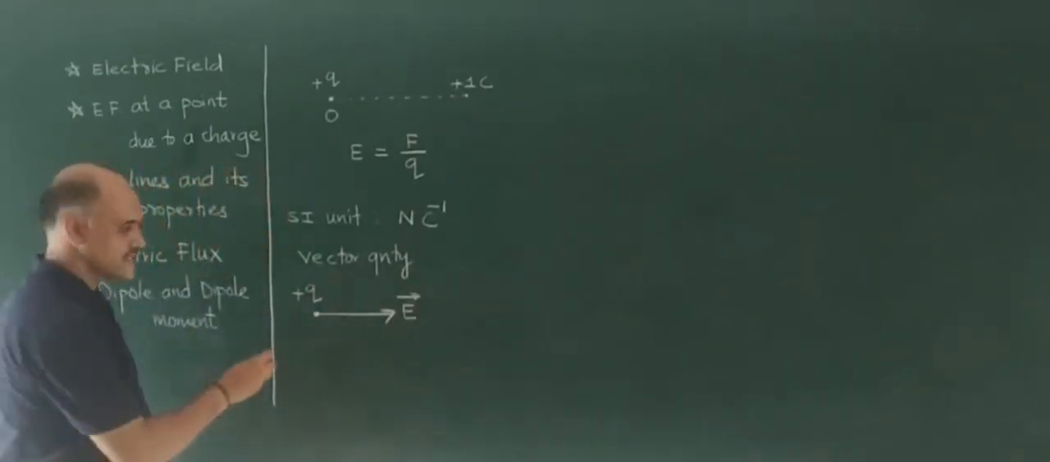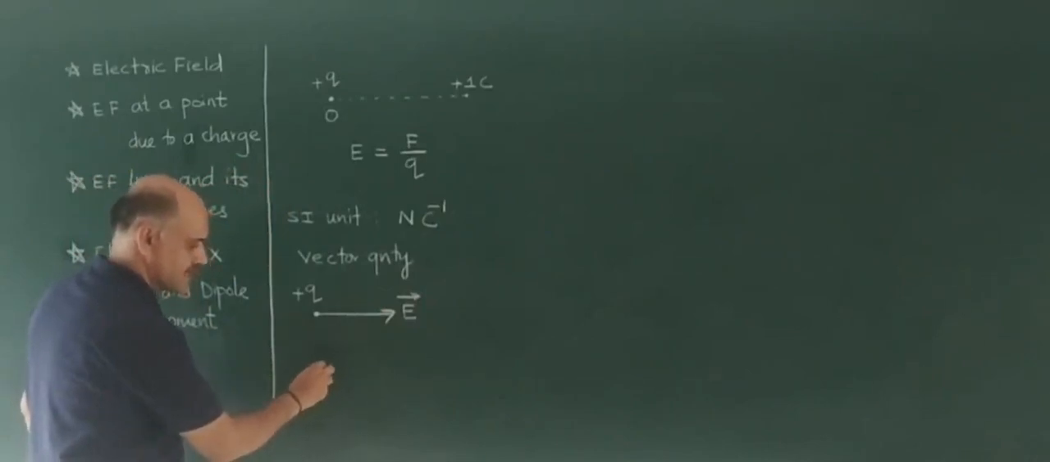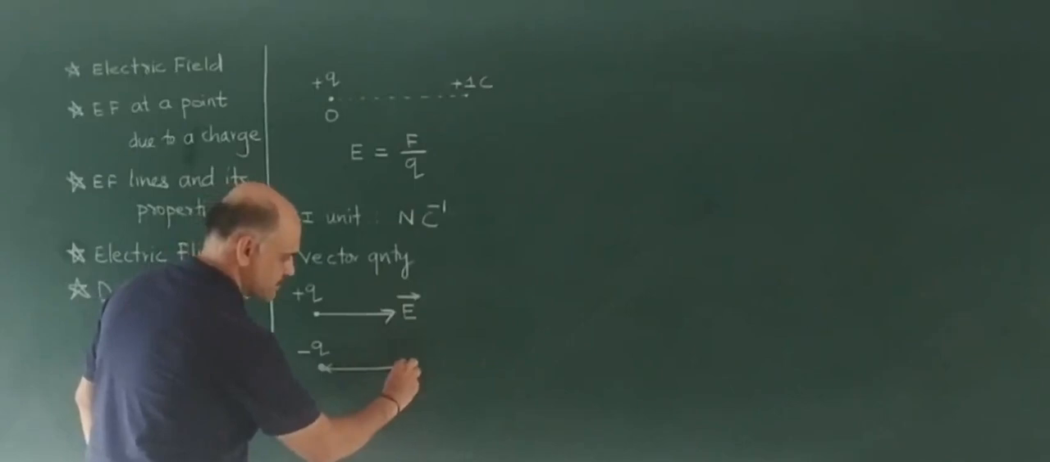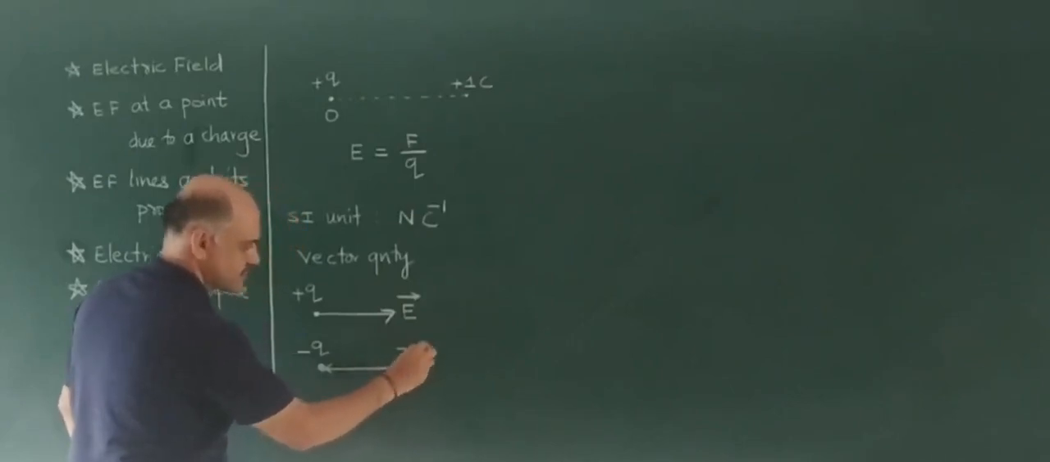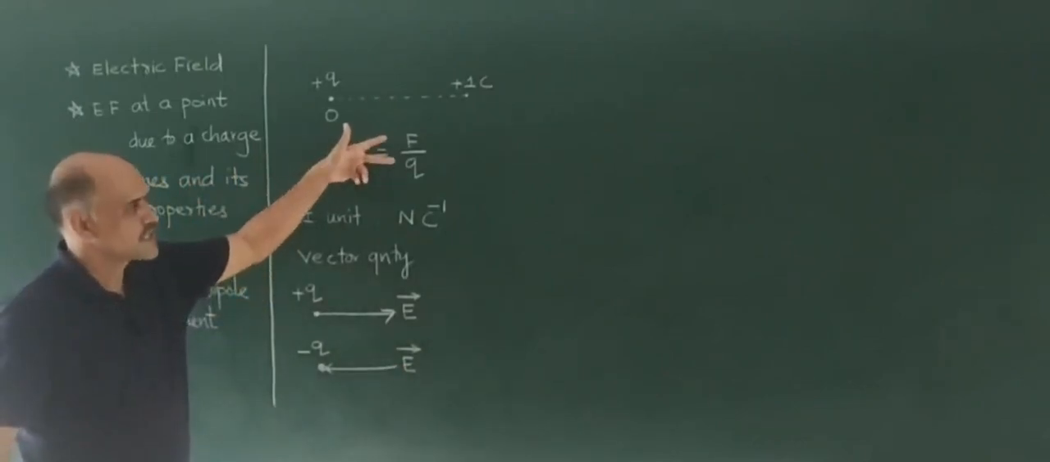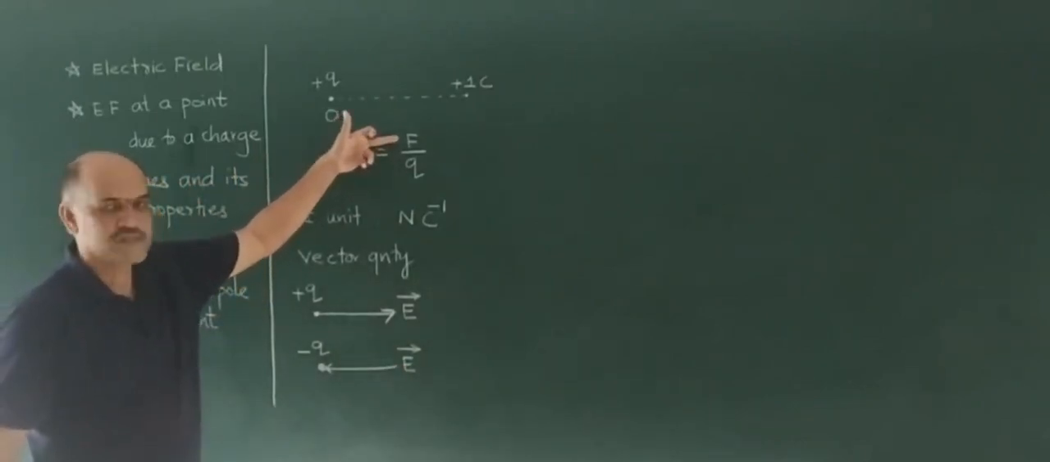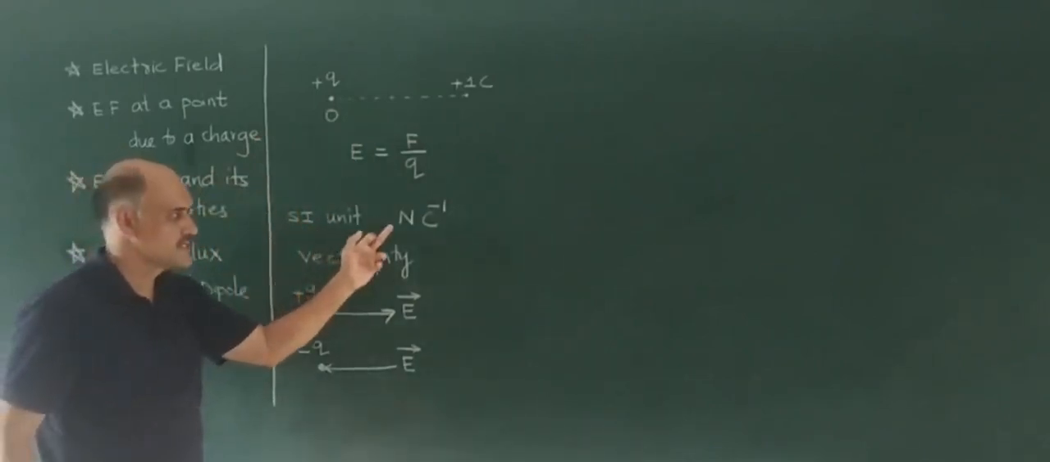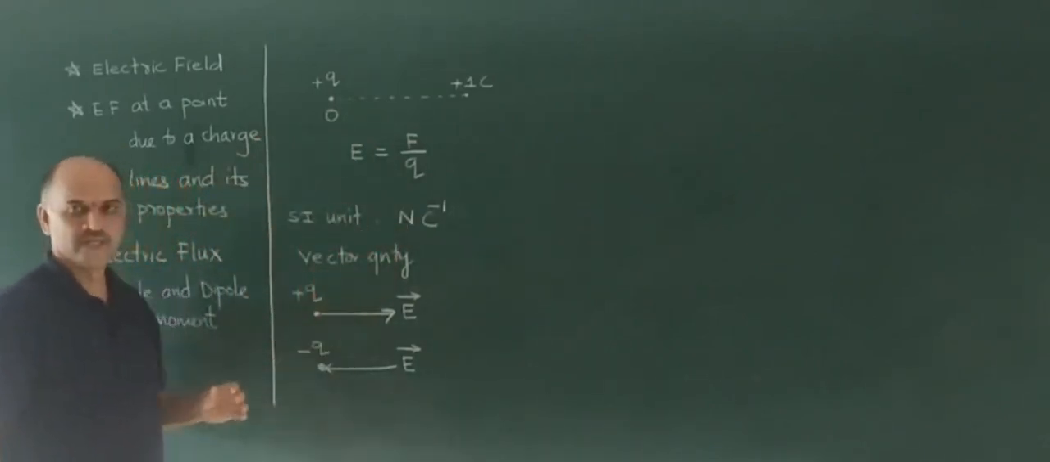If it is a negative charge, then direction of electric field is taken towards the negative charge. So electric field means, just you can remember this formula, force per unit positive charge. SI unit is Newton per coulomb.